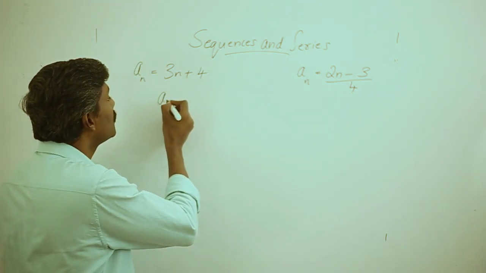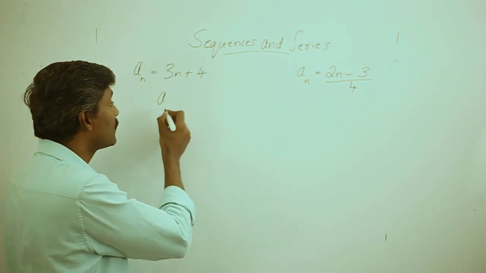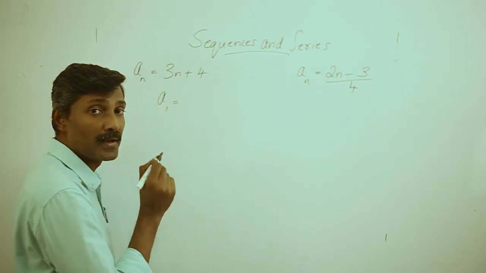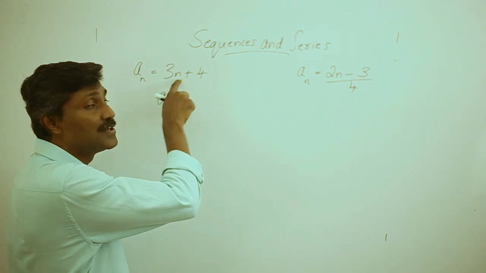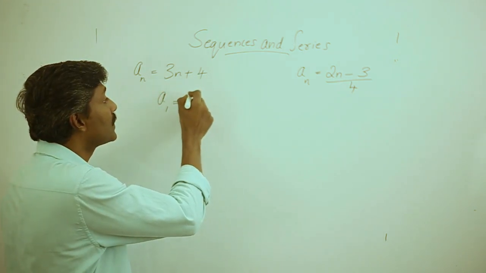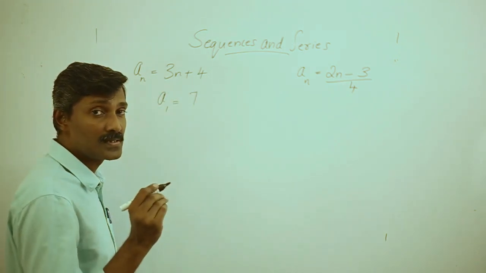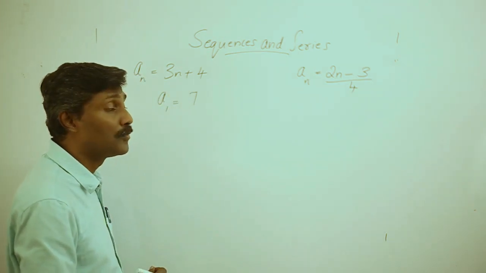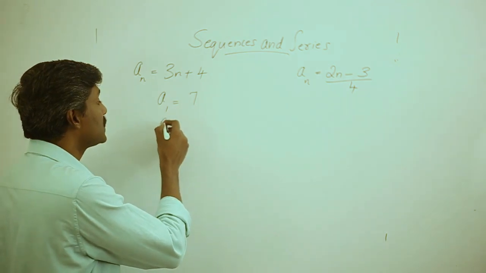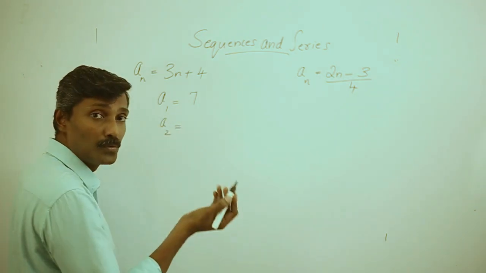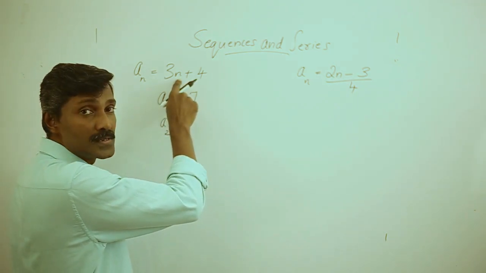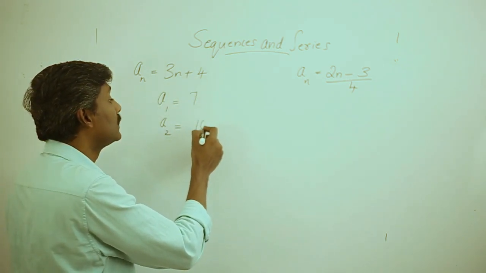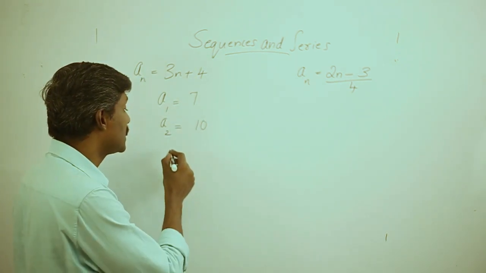So I want to get the first term of this sequence, that means a1. So I put n equal to 1. So 3 into 1 is 3, 3 plus 4 is 7. So that means the first term of this sequence is 7. Okay, how do I find the second term? Just substitute n is equal to 2. So 3 into 2 is 6 plus 4, I get 10, which is the second term of the sequence.